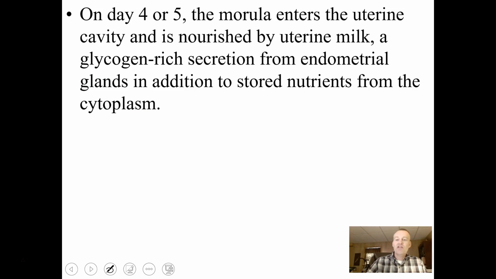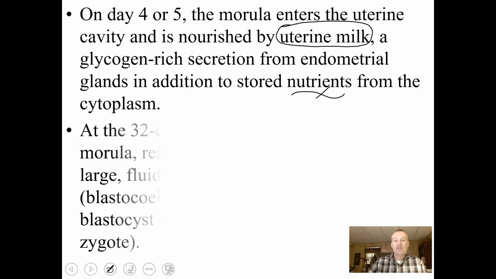So on day 4 or 5, the morula enters the uterine cavity. It's going to be nourished by all those glands in the uterus, and we call that uterine milk. It's a glycogen-rich, sugary solution from all those endometrial glands. There are also stored nutrients in the cytoplasm of the cells that they can use as well.